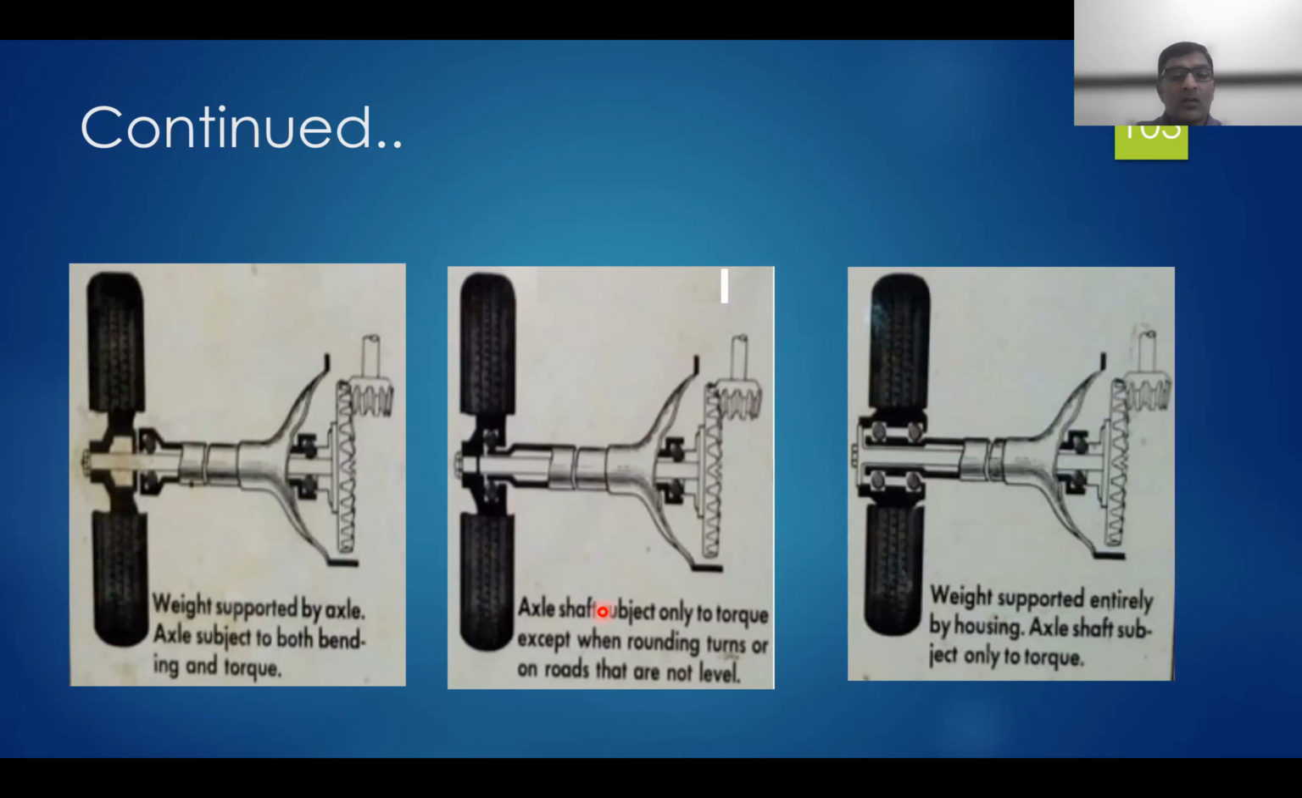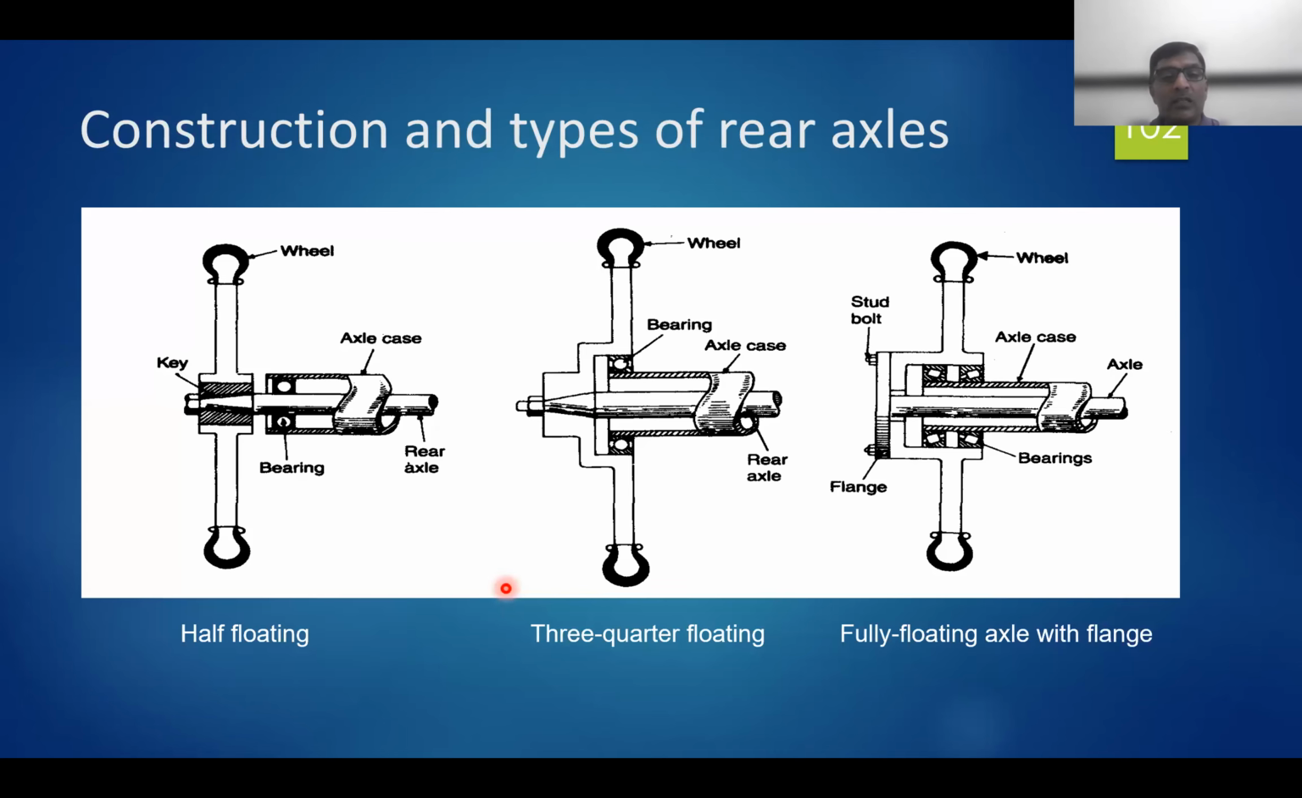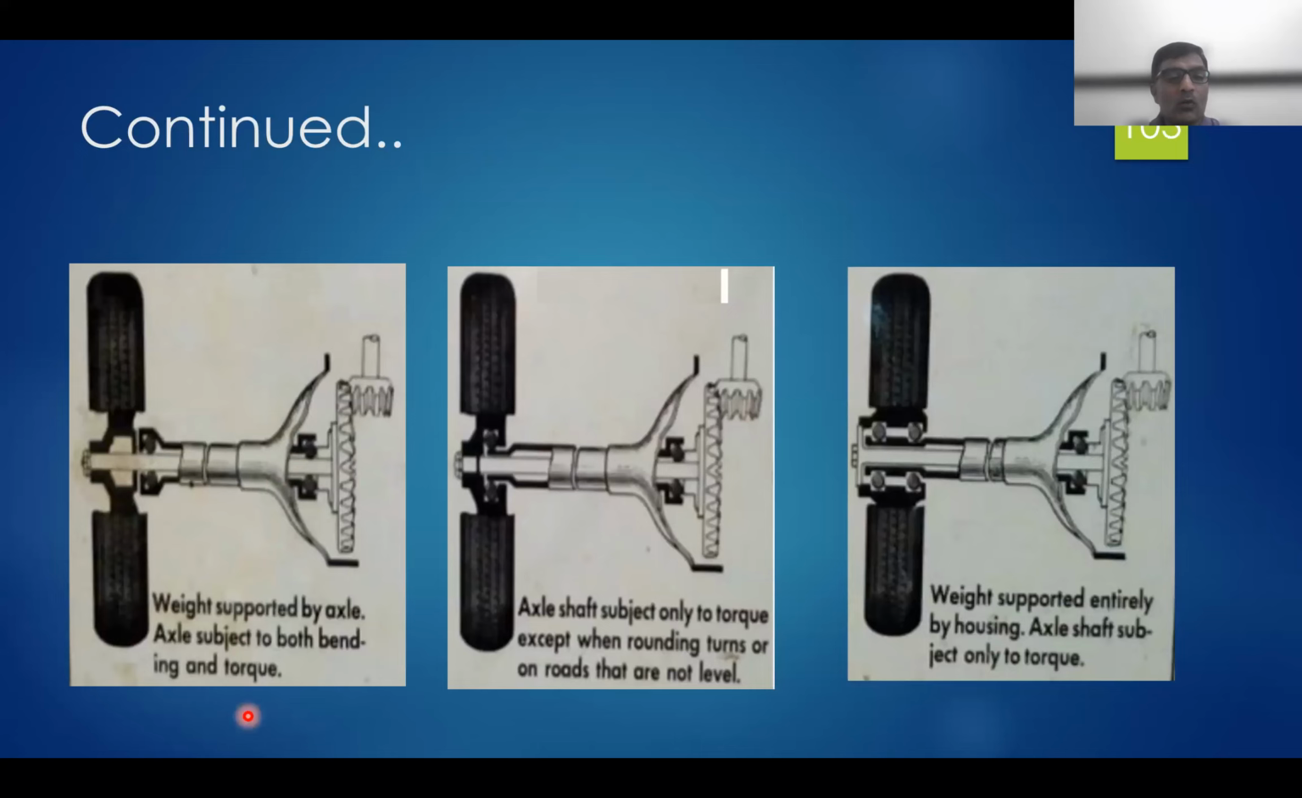Then the second type, that is 3/4 floating. Simultaneously you can see this. This we have seen, this is the half floating. This one is the axle casing. The load of the vehicle via leaf spring is given to this axle casing, and via the axle casing it is given to the axle. So this is the weight supported by the axle.